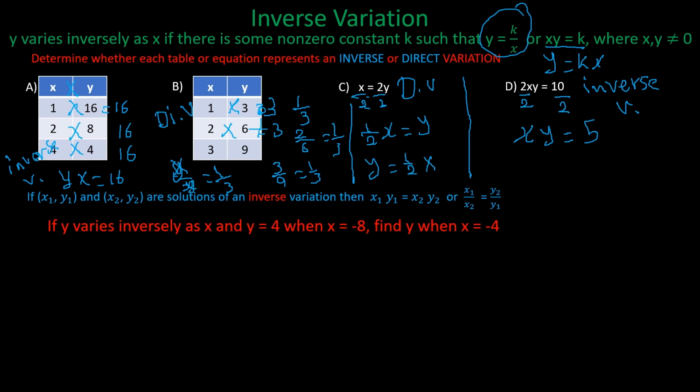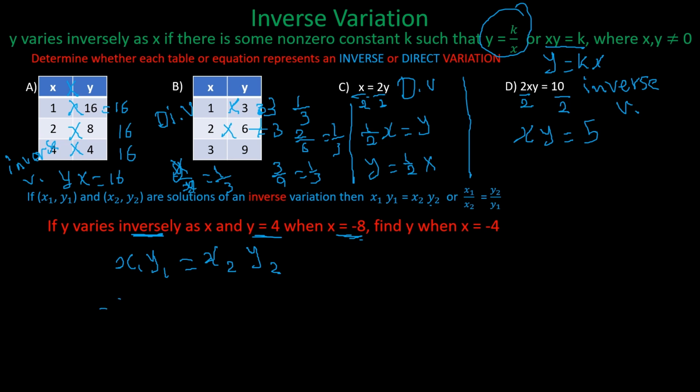Now let's see if we have ordered pairs like this. If (x1, y1) and (x2, y2) are solutions of an inverse variation, then x1 y1 equals x2 y2, or x1 over x2 equals y2 over y1. Let's make the first one. If y varies inversely as x, take care, it's inversely, and y equals 4 when x equals negative 8.